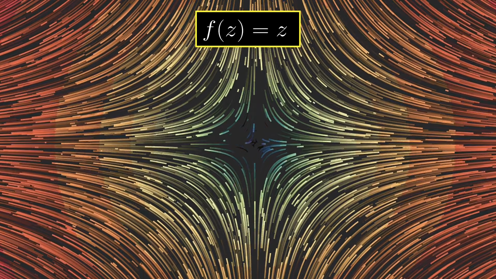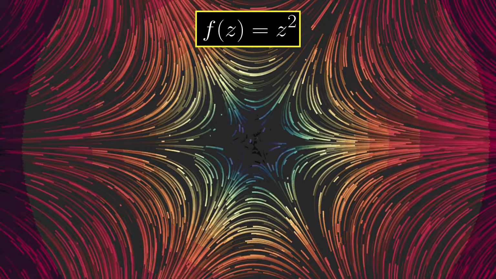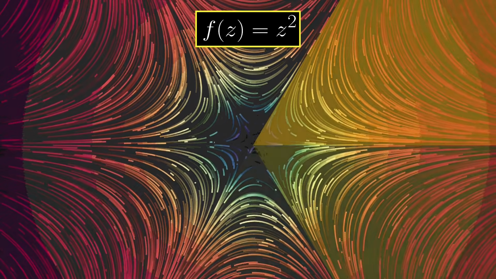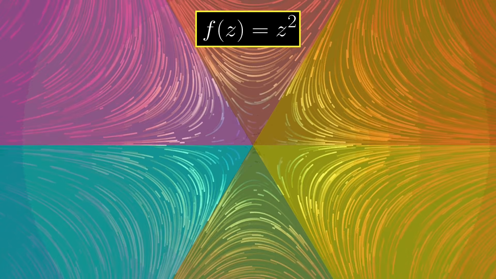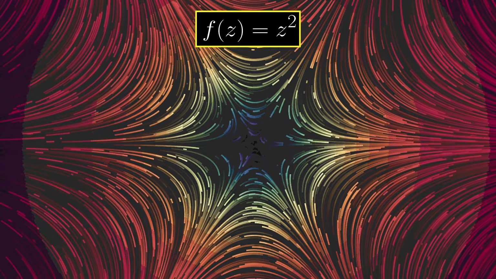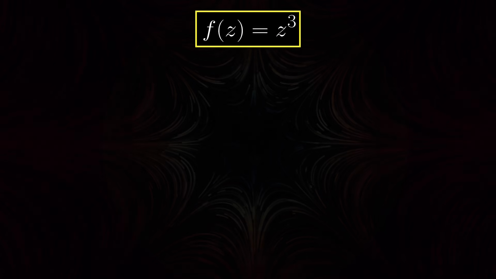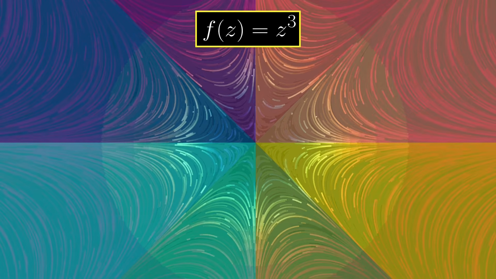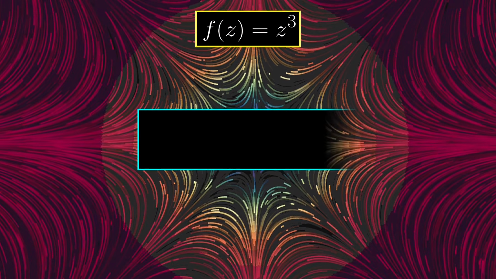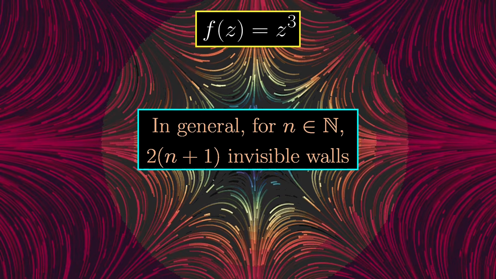Now, what about z squared? The Polya vector field looks like this, and this time we have 6 regions of flow. Maybe you have spotted a pattern here. Let's go to z cubed. You might have guessed it, there are 8 regions of flow here, and in general, if n is a positive integer, the plane is divided into 2n+1 regions.